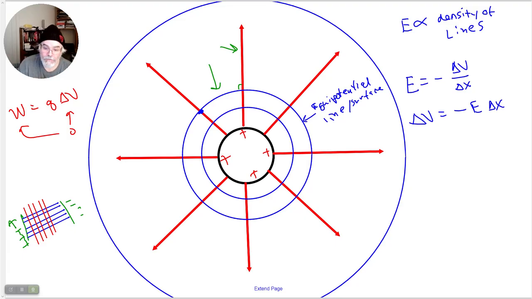So there's that. What else did I want to say? I think that's about it. There's some different plots in your notes. You can take a look at those. But I think that about wraps it up for electric potential.